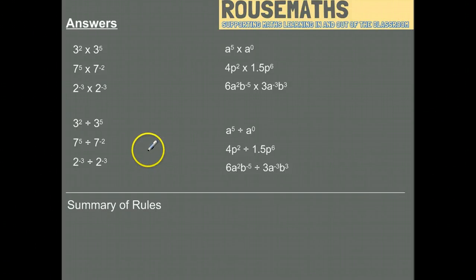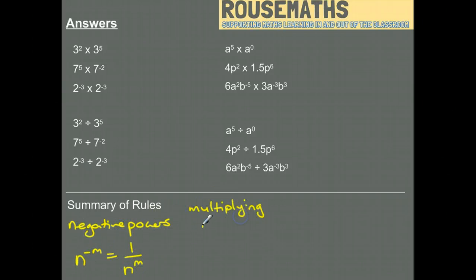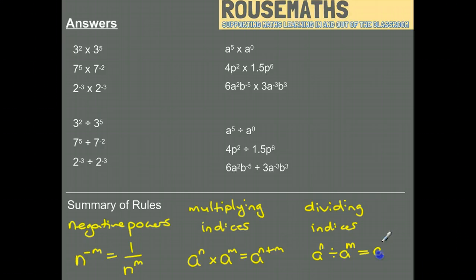Hi, this is the third in a series of videos on laws of indices, and what we're looking at is a few questions that were set in the previous videos, and we're going to have a look at how to solve those. So first of all, I'm going to summarize the rules. We first of all had our negative powers, multiplying with indices, and we had dividing indices. And we're going to have a look at how those work out with the questions up above.